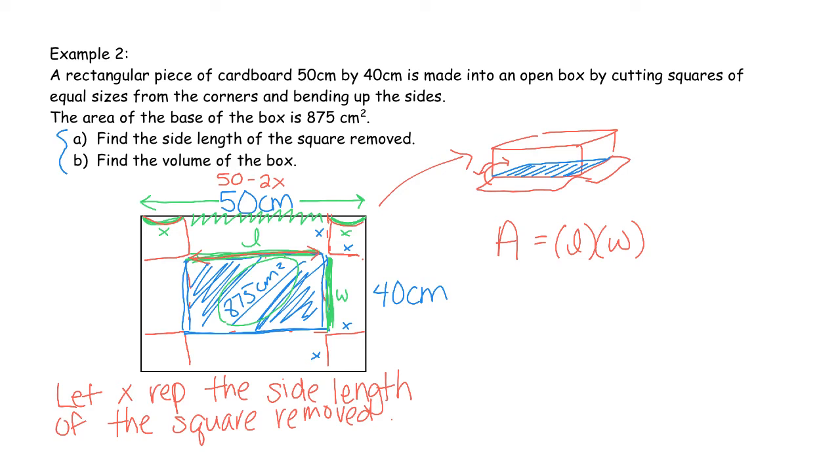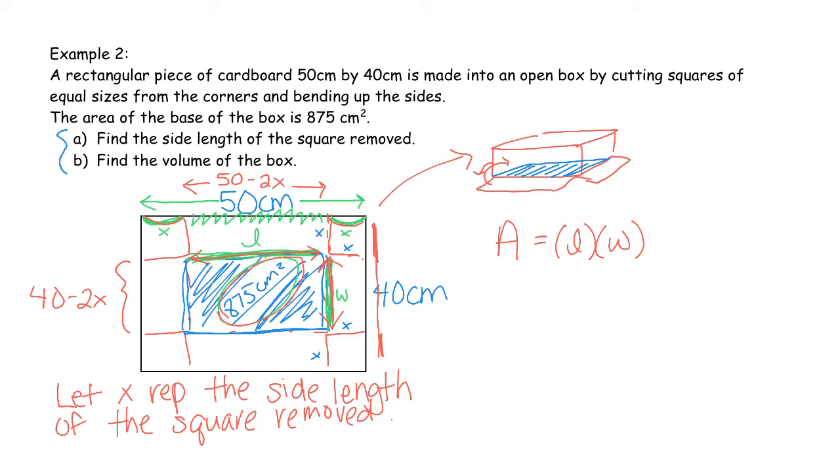is going to be this 50 minus 2x. So when I come to find this width expression here, same idea. I know it's going to be 40 minus 2x, okay? Because I'm going to take the whole thing, 40, and I'm going to subtract an x and subtract an x, okay? So I have my length expression, I have my width expression, and I have my area.